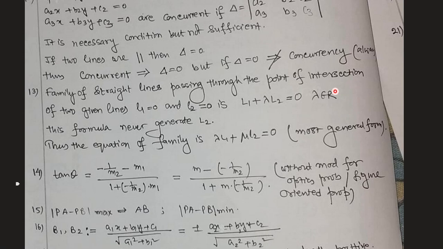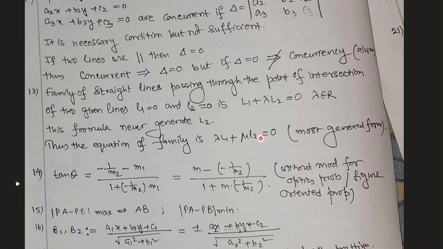Now in this family of lines, you are getting all the members of this family except L2. You never get the L2 line. So the most general way, so that your collection will contain L2 also, is this one: lambda into L1 plus mu into L2 is equal to 0, because sometimes if you make this part 0 and mu is not equal to 0, then you get L2 equal to 0.